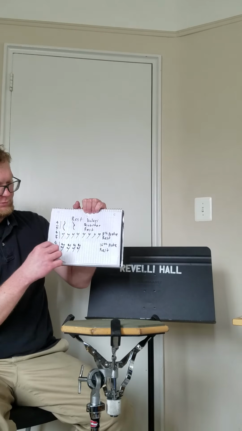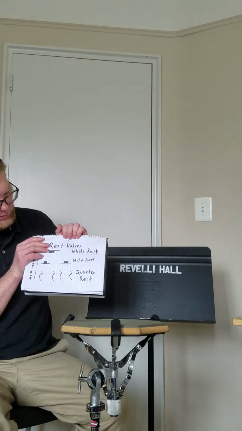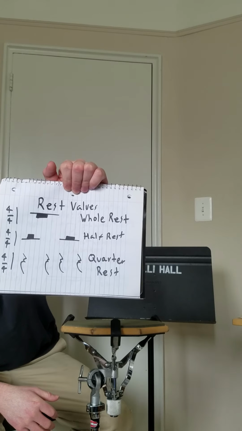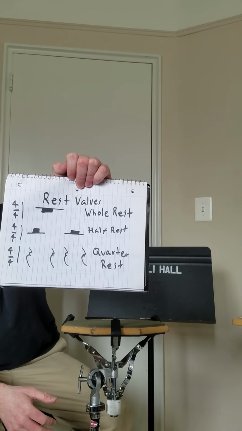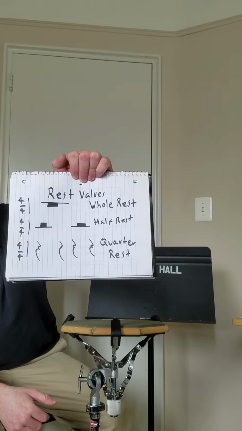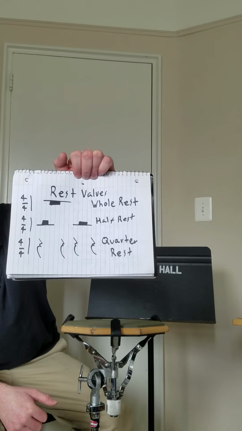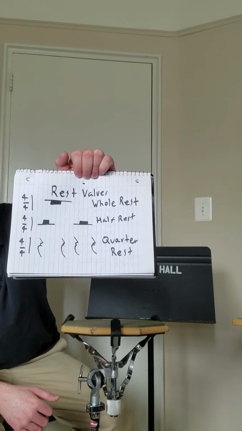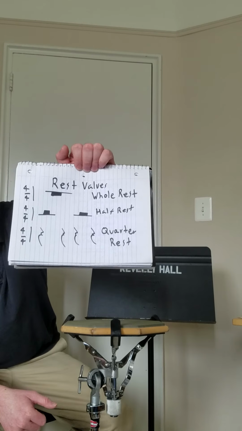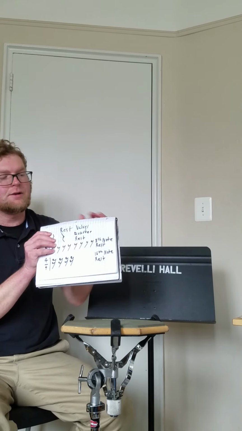So again, first page: a whole rest is 1 rest for a measure, it's 4 beats. A half rest is 2 beats, or you need 2 half rests in a measure. Quarter note rests, or quarter rests, which I'm still working on drawing professionally, are 1 beat, or 4 per measure in a 4/4 measure. And back up to here again.